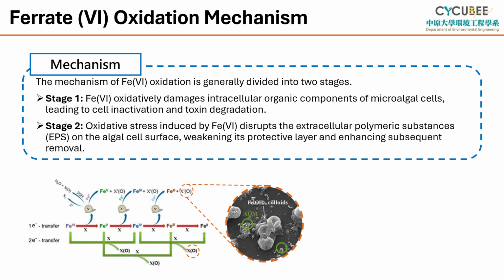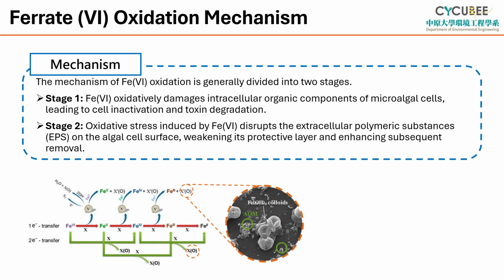Okay, now I'm going to introduce the ferrate(VI) oxidation mechanism. The mechanism of ferrate(VI) oxidation is generally divided into two stages. In stage 1, ferrate(VI) oxidatively damages intracellular organic compounds of microalgal cells, leading to cell inactivation and toxin degradation.